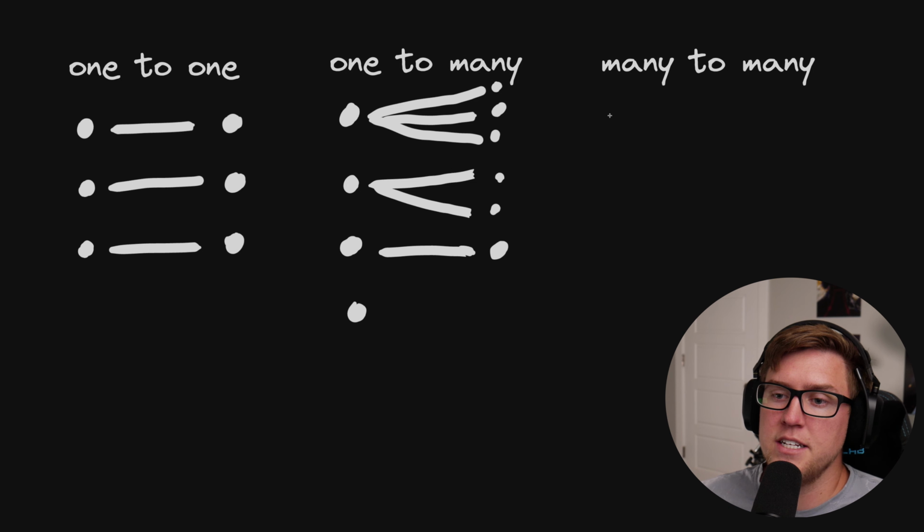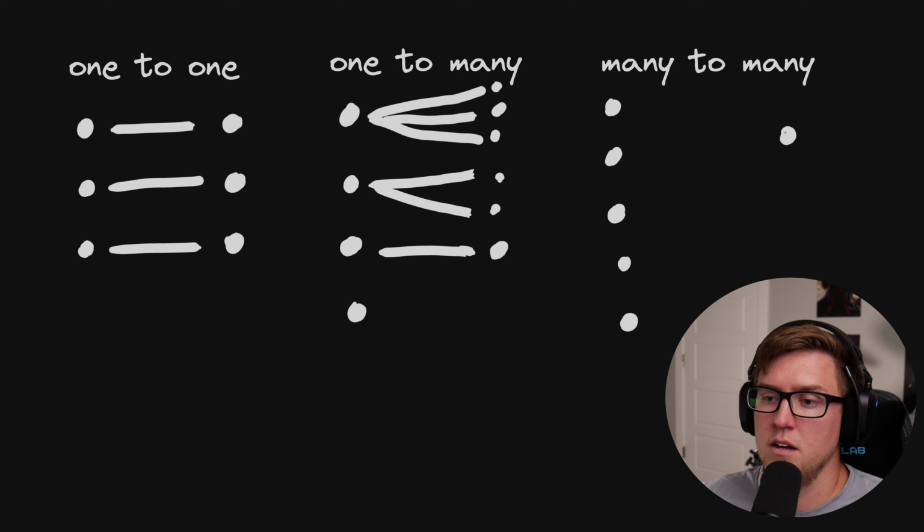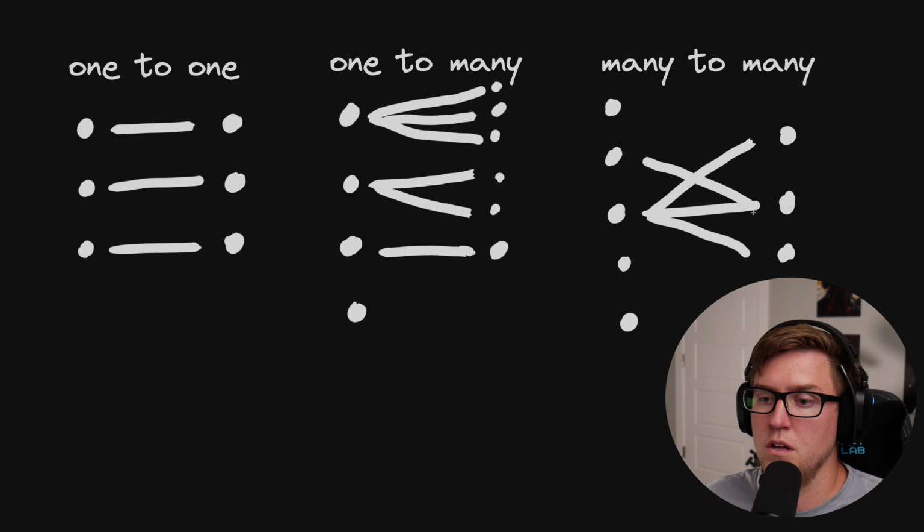Okay, cool. And then a many-to-many relationship is exactly what it sounds like. We'll have all these different instances of thing number one, some instances of thing number two, and we can have multiple relationships going on at the same time.